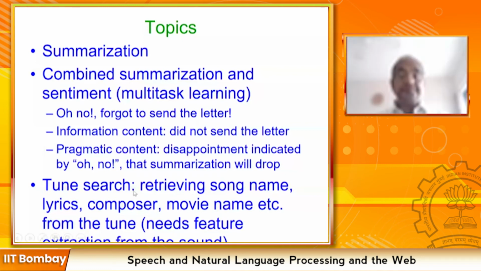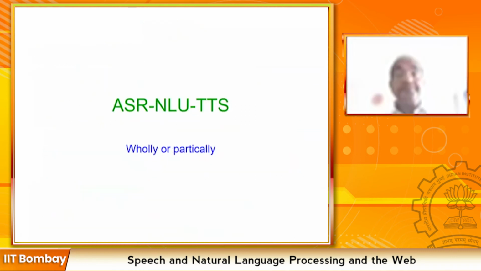Tune search is becoming important in music information retrieval. I give the song, I hum the tune in front of the computer. I just hum it, and it retrieves the song name, the lyrics, the composer, movie name, and so on. So this requires feature extraction from sound, and we have a number of deep learning based tools which extract important features from the sound. So there you don't really have to break your head. The feature extraction can be done for you by a tool, and then you write a good classifier.